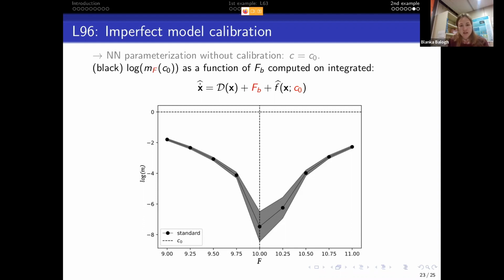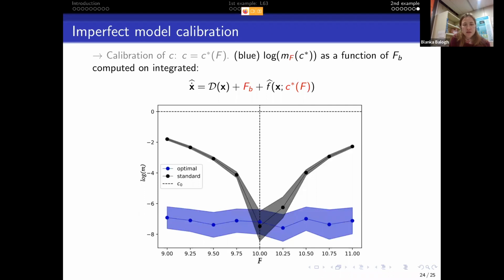So when F equals F0 equals 10, we can see that this function reaches a minimum, but when the bias on F increases, we can see that the logarithm of M, so the error, also increases. So this is the case when there was no optimization on c.